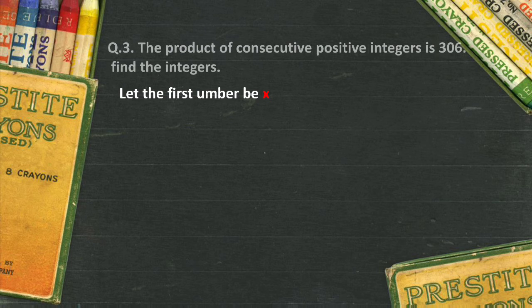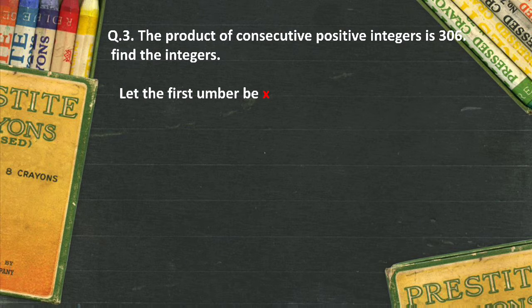Here you go. The product of consecutive positive integers is 306. Find the integers. Now, short and sweet question, and trust me, very easy problem. First of all, in this entire one-sentence question, the things that you have to know are the meaning of product and consecutive positive integers. So product means multiplication, consecutive means one after the other.